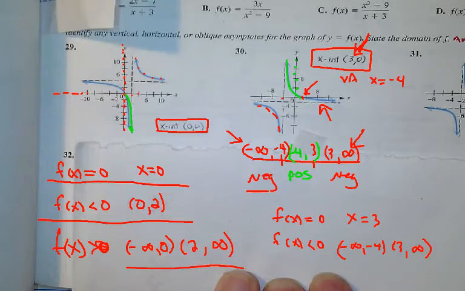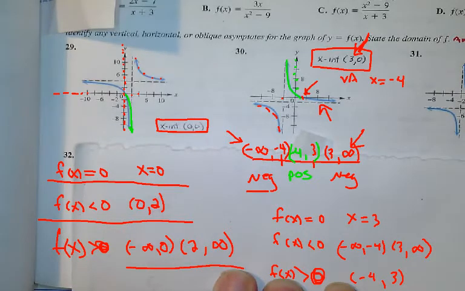So the only time that it's positive, f of x is greater than 0, happens to be all the numbers in between -4 and +3. Yay! We did it. Ta-da!